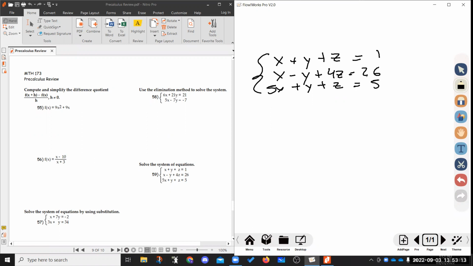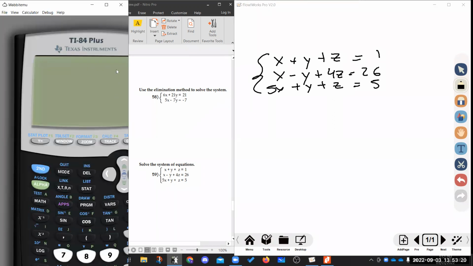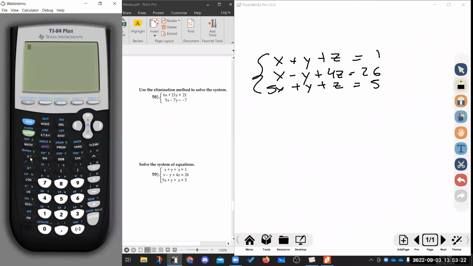Now you may have learned how to do this on your calculator. You may not have. I assume that your teacher is going to let you use your calculator at this point, not make you do a 3 by 3 by hand. So I'm going to show you how to do it with a calculator. Maybe you learned this, maybe you didn't.